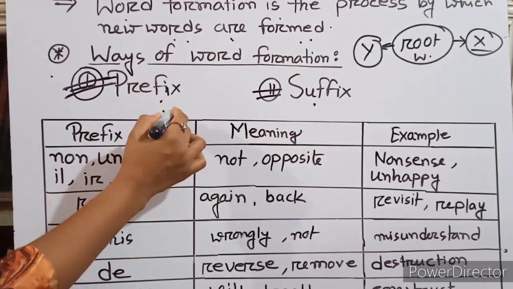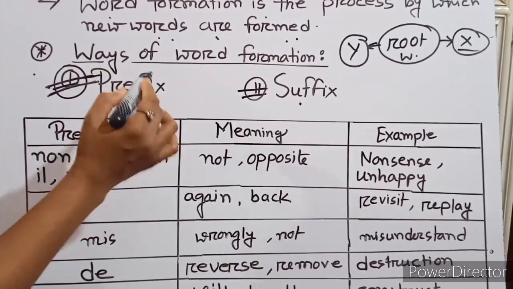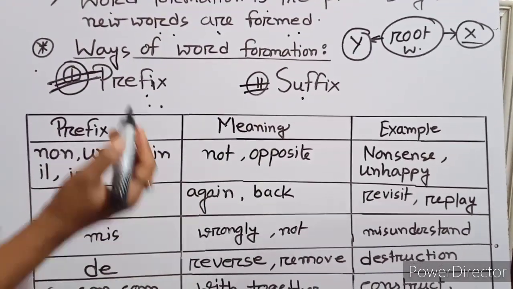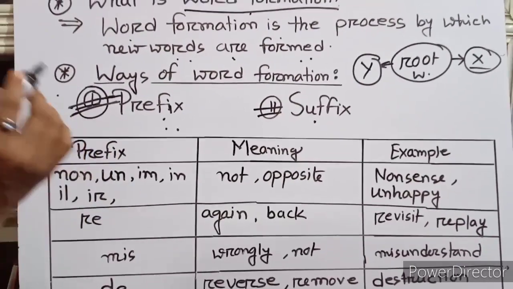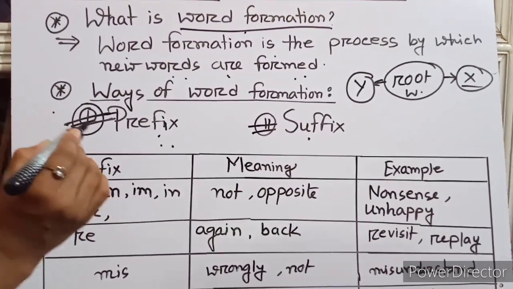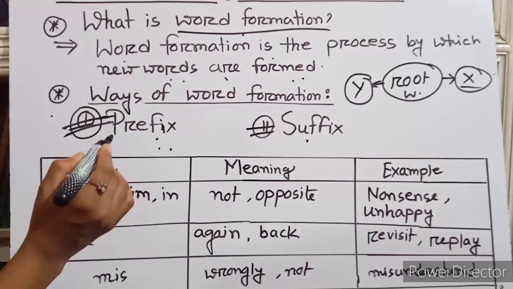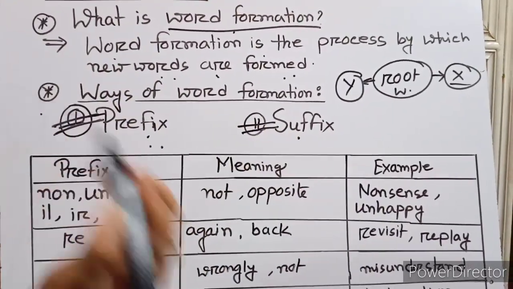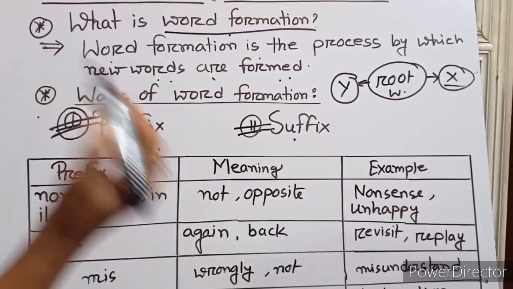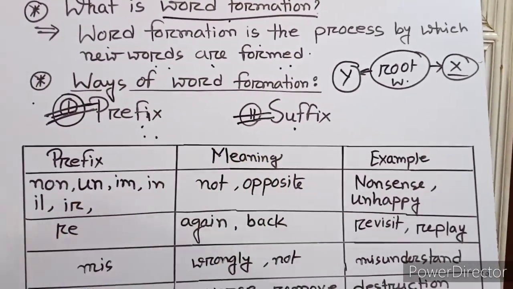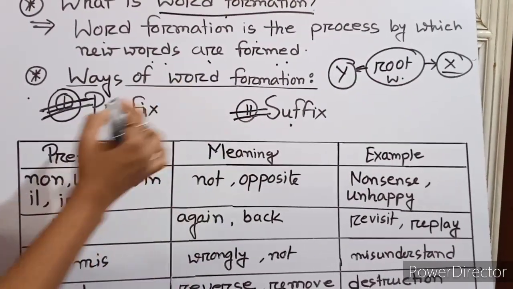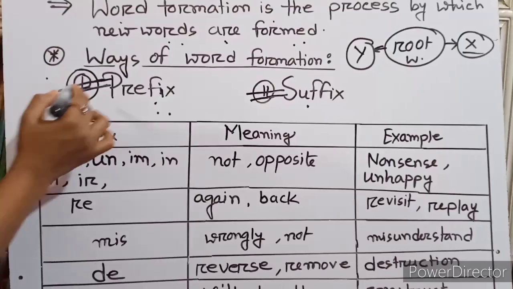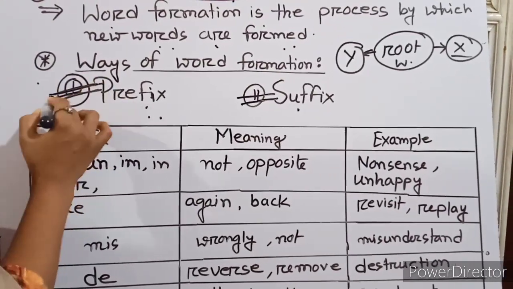So, prefix. A prefix is a syllable added to the beginning of a word to form a new word. Okay, I repeat it, dear students. A prefix is a syllable added to the beginning of a word to form a new word. On the other hand, a suffix is a syllable added to the end of the word. So we are finding here two ways: one is prefix and the next one is suffix. My dear students, I will start with prefix.